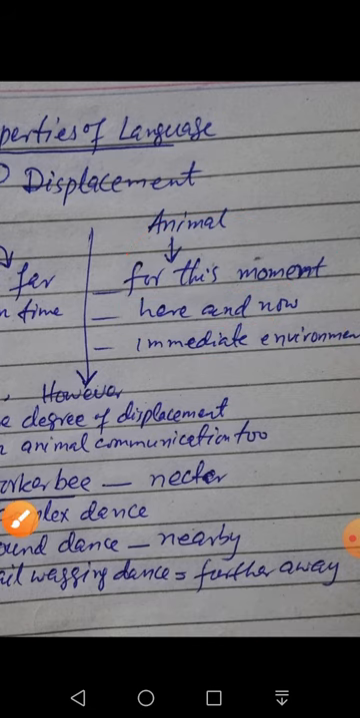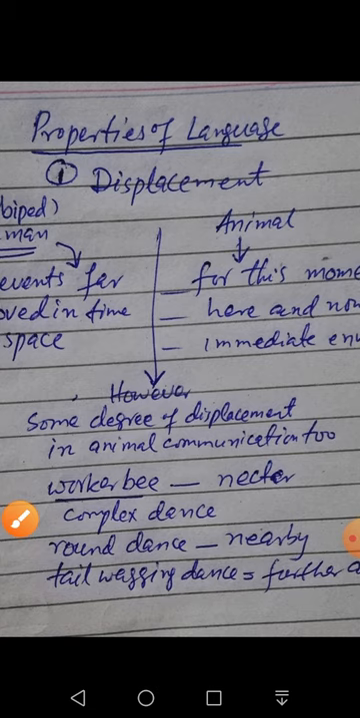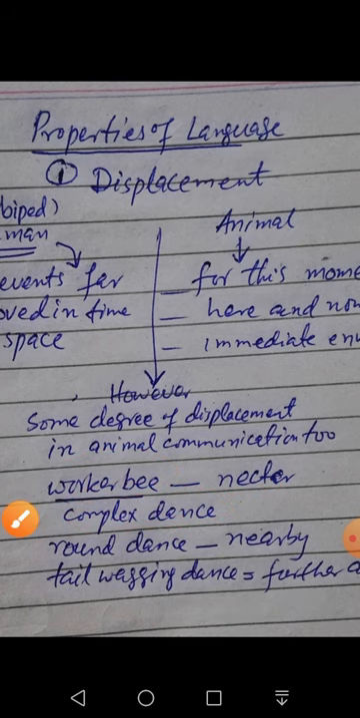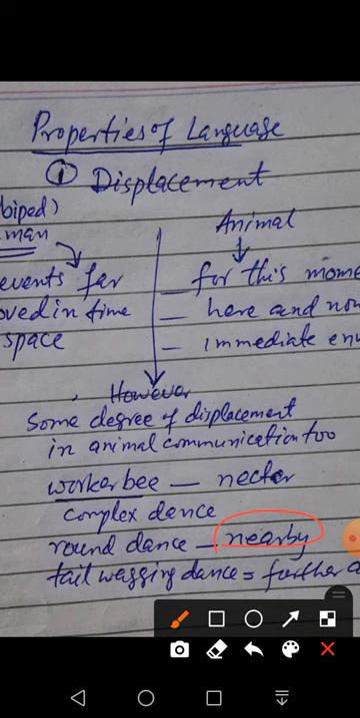George Yule mentions, however, some degree of displacement in other communication systems, and he gives the example of the worker bee. If a worker bee finds a source of nectar somewhere, when it returns to the beehive and wants to communicate this news to other bees, what does it do? It indulges in a complex dance. This complex dance has different meanings. If the dance is round, it means that the source of nectar or food is located quite near. So other bees get the message that the source of food is quite near and they will get to it quite easily.